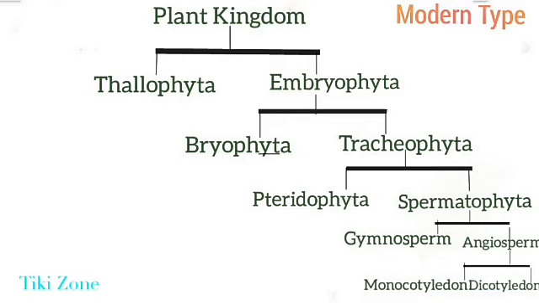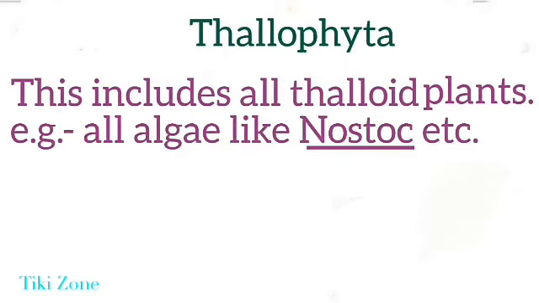According to the modern type of classification, the plant kingdom is divided into Thallophyta and Embryophyta. Embryophyta is next divided into Bryophyta and Tracheophyta. Tracheophyta is next divided into Pteridophyta and Spermatophyta. Spermatophyta is divided into Gymnosperm and Angiosperm. Next, Angiosperm is divided into monocotyledon and dicotyledon.